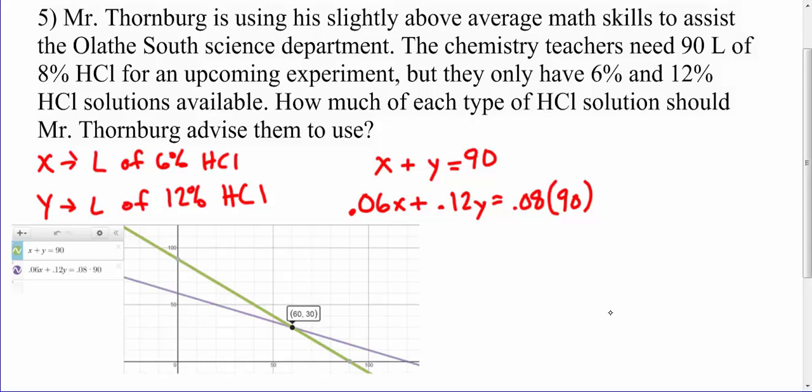All right, welcome back. It may not surprise you that I chose the graphing method. I really like graphing. And so you can see I copied a picture of my graph here. I would have 60 liters of 6% solution and 30 liters of 12% solution.